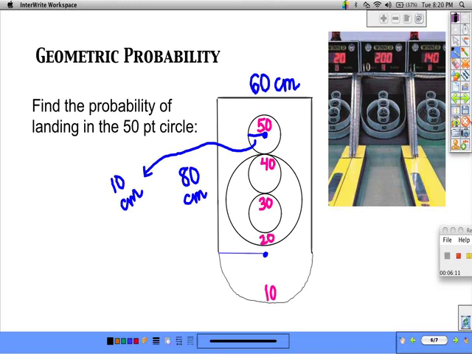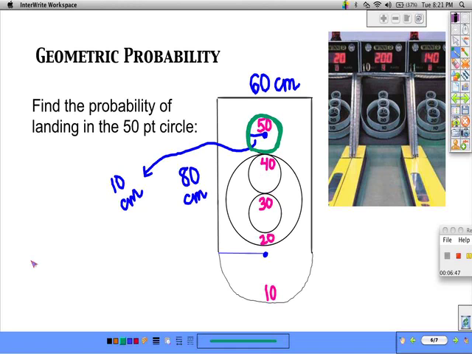And a different sort of interpretation we can do with probability is geometric probability. We can look at a geometric shape such as a skee-ball board, and we can figure out the probability of landing the skee ball in the 50-point circle. And with geometric probability, what we're assuming is that any space on the game board is equally likely to be hit.